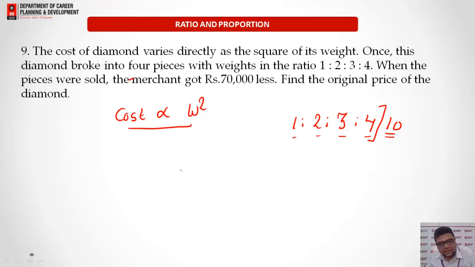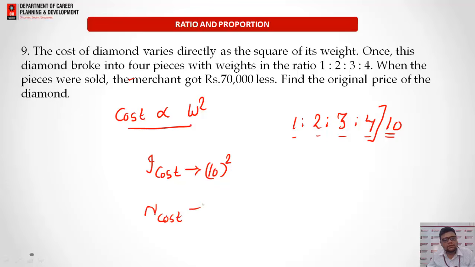So if the pieces are sold, then there is a loss of 70,000 rupees. We have to find the original price. So the cost is varying as weight square. So here what we will use, cost is varying directly as weight square. So weight initially is 10, so 10 square. Initially the cost is varying as 10 square. This is the initial.